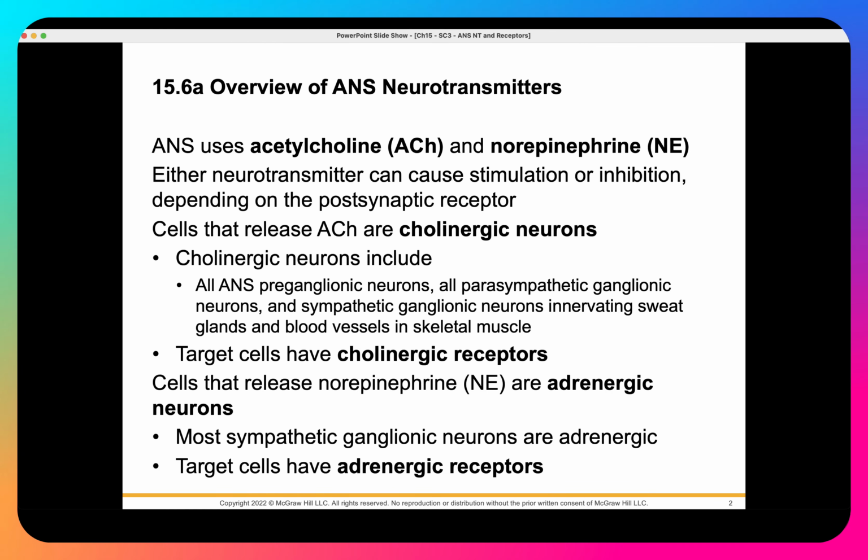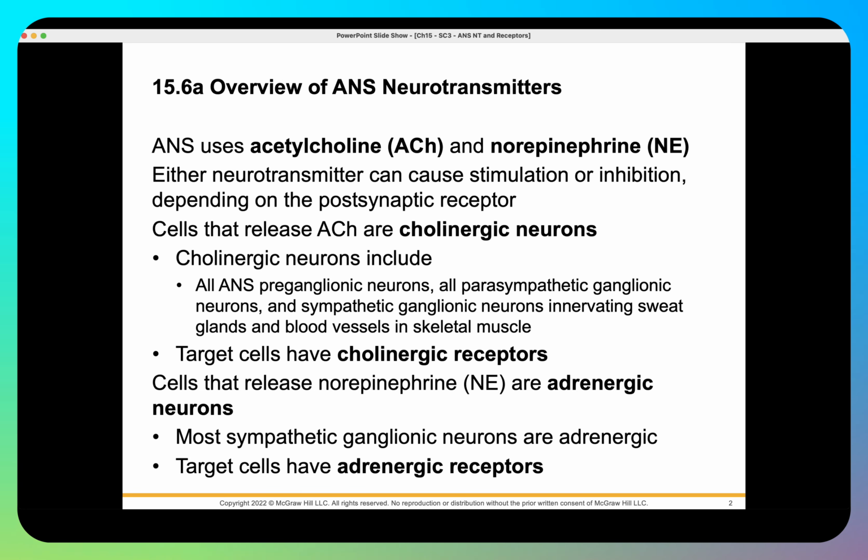Now, when we look at the neurotransmitters that are primarily involved with the autonomic nervous system, there are two of them, and they are acetylcholine and norepinephrine. These neurotransmitters can either result in excitation or inhibition, and it is dependent upon the receptor. And that is an important thing to keep in mind. Whenever we look at a chemical messenger reacting with a receptor, it's going to be whatever happens once that receptor is activated, resulting in the change in cell activity.